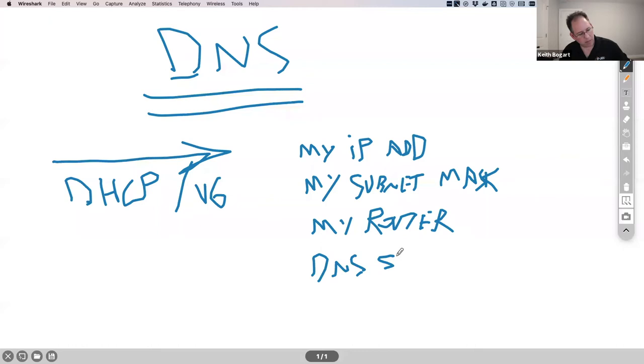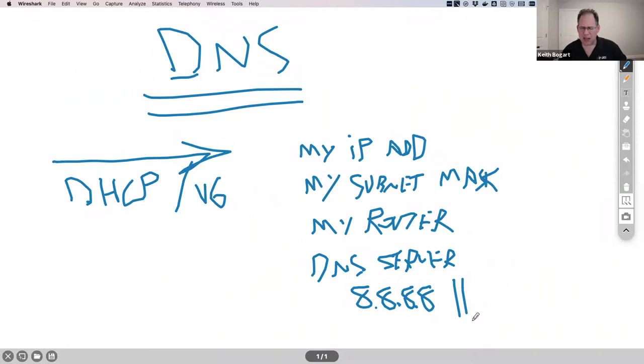Okay. Some very popular ones that are out there right now and that are publicly accessible are, Google has one that a lot of people use, and its IP address is 8.8.8.8. You'll see that one. There's another one, which I think is called Cloudflare. I'm not sure who owns it off the top of my head, but it's 1.1.1.1. So you'll probably see those numbers a lot. Those are publicly accessible DNS servers. Now, what's DNS used for?